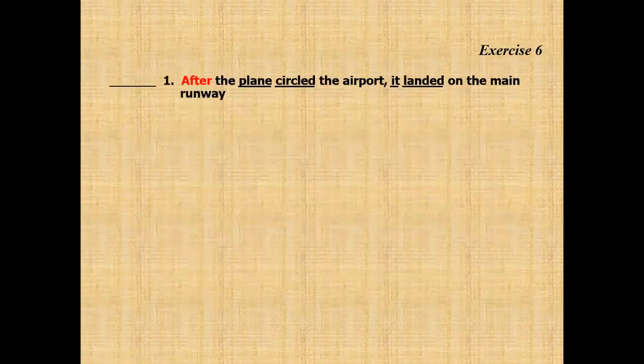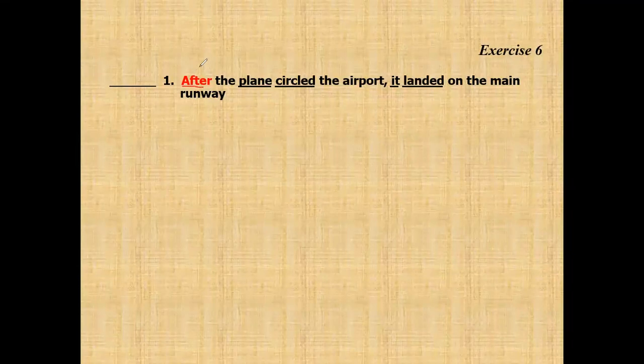Yes, now look at this exercise 6. Number 1, after the plane circled the airport, it landed on the main runway. From this example, there is an adverb clause connector, after, and then the subject is plane, circled is the verb, there is a comma in the middle, there is a subject, there is a verb landed, so it must be correct.